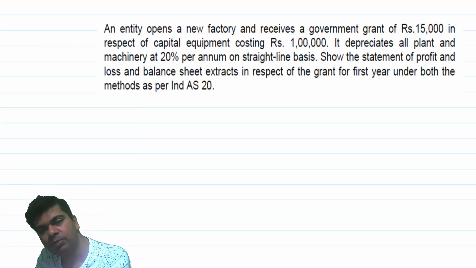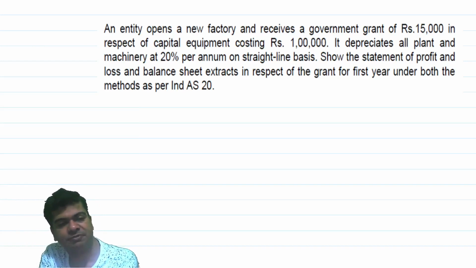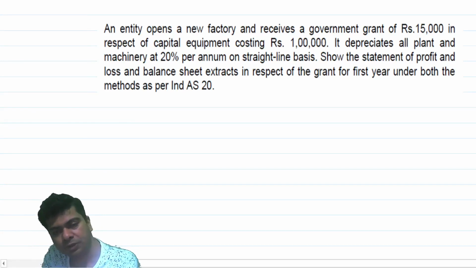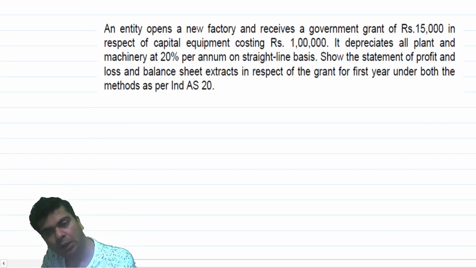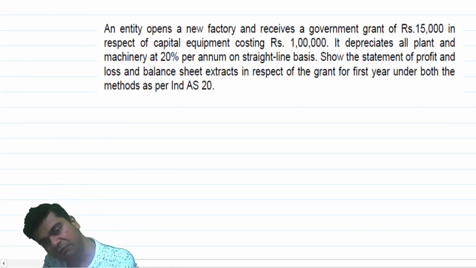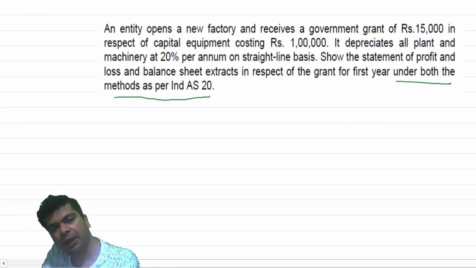An entity opens a new factory and receives a government grant of rupees 15,000 in respect of capital equipment costing rupees 1 lakh. It depreciates all the plant and machinery at 20% per annum on straight line basis. Show the statement of profit and loss and balance sheet extracts in respect of the grant for the first year under both the methods of Ind AS 20.